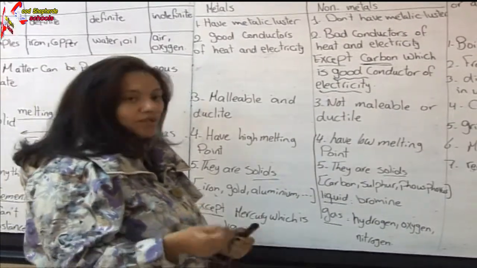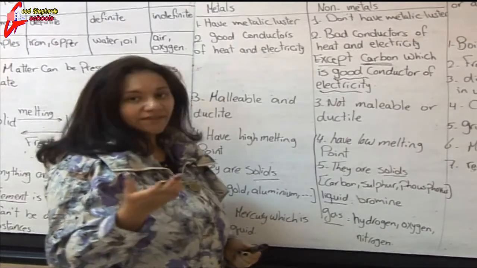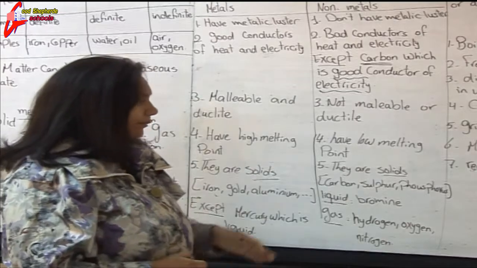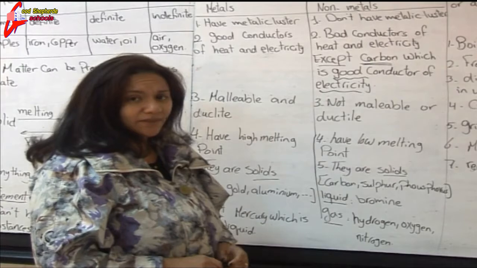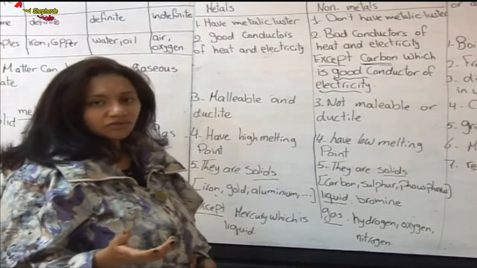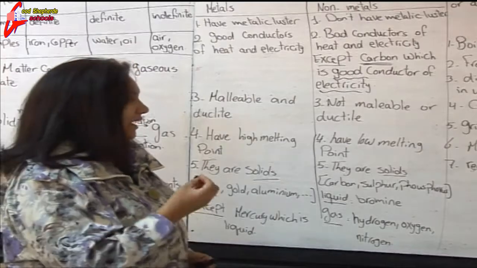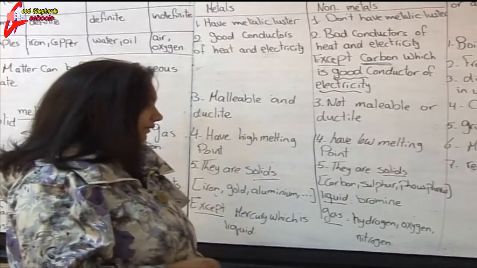If I try to shape them, I can't, because they will divide into small pieces. They have a low melting point. If I try to melt them, it will not take a long time, because with a very low temperature I can melt them. I can change them from solid to liquid.